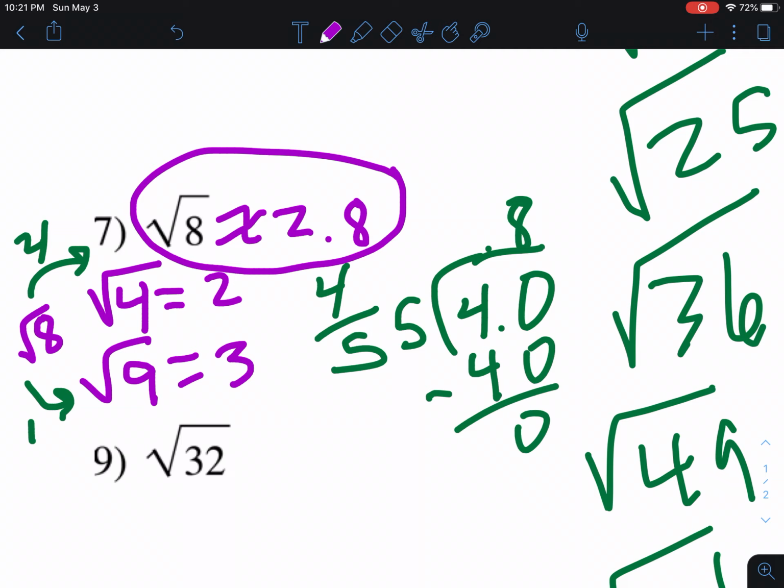Now, if we went ahead and did that on a calculator, let's see, how close would we come? The square root of 8 is actually 2.828427. So our estimate of 2.8 is really close to the actual calculated value on your calculator.